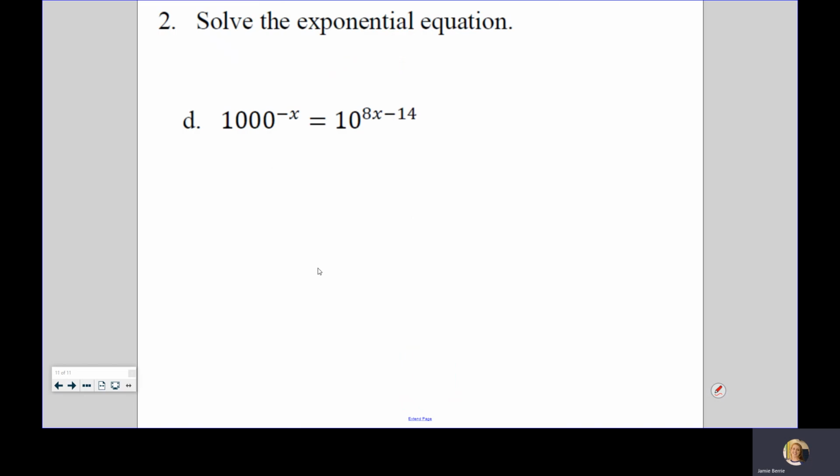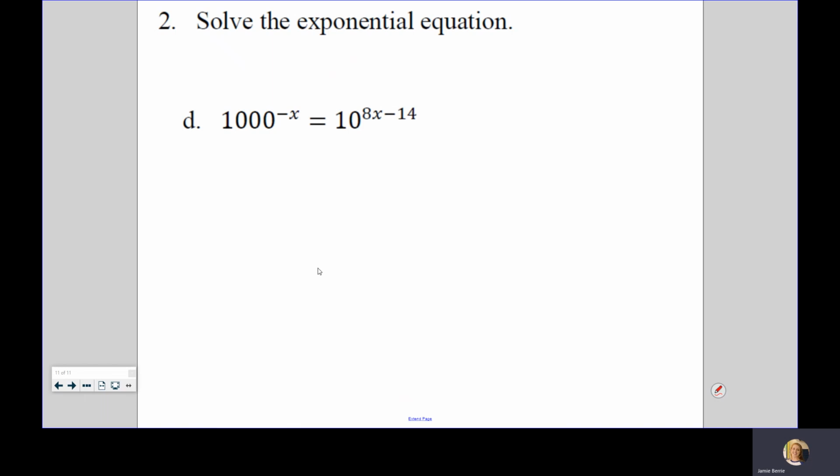Last one, and this is another easy one. I think I've done every problem from the homework. I think that's why I threw this one in here. I was like, well, there's only one more problem, so I'll just do all of them. So we have 1,000 to the negative x equals 10 to the 8x minus 14. Oh, and both sides had an exponent that was a variable. That's why I put this one on here too.